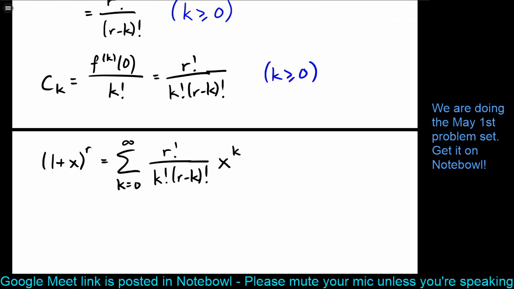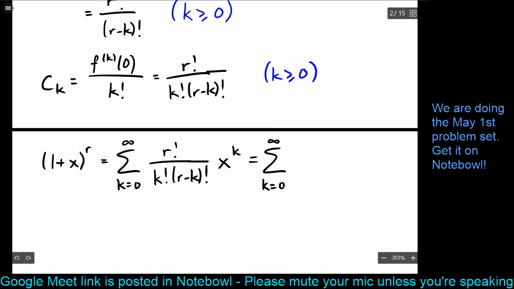All right. Now something some of you may know or be familiar with is this expression right here. This is a special type of number in mathematics. So it's known as a binomial coefficient.